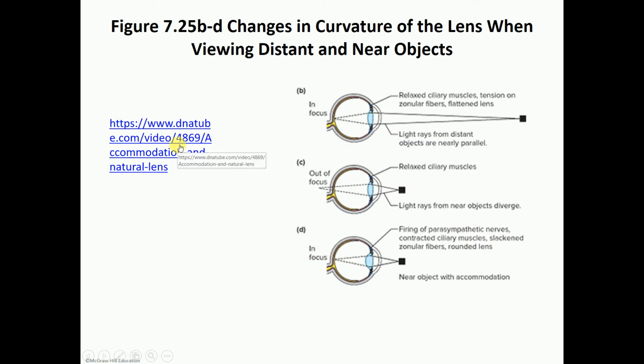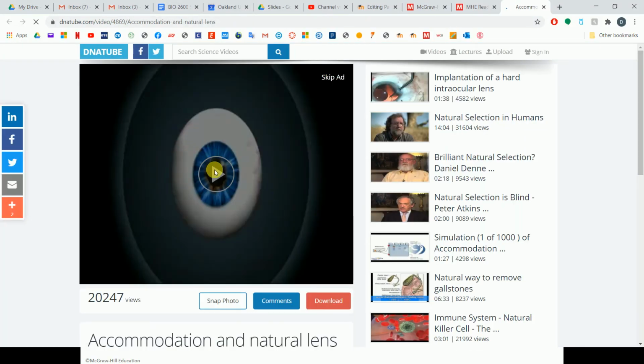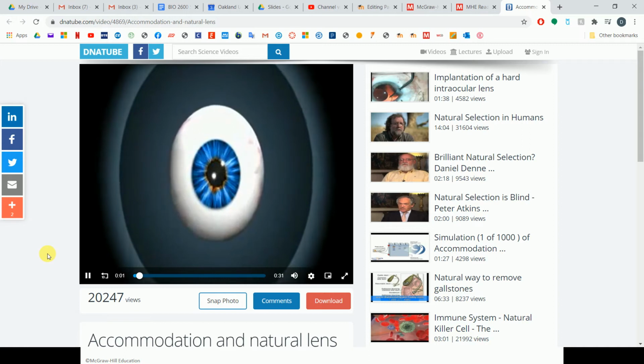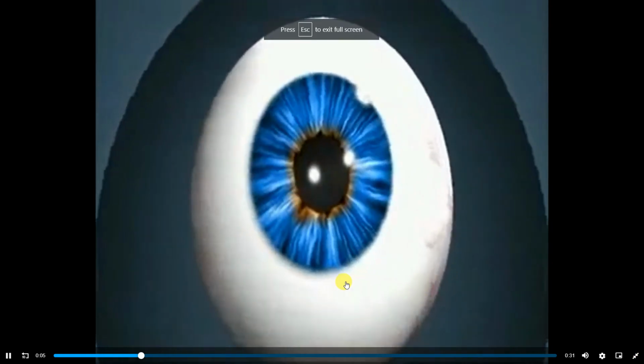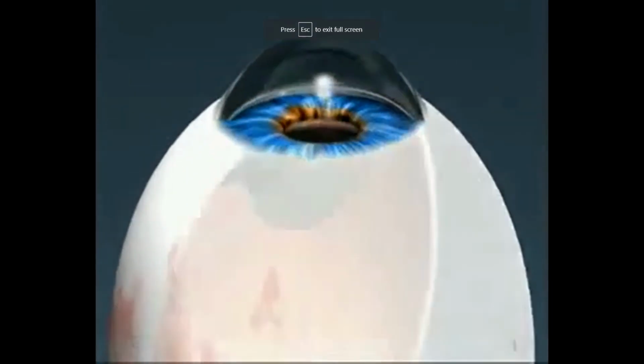So I'm going to go ahead and let's watch this little video. There's no voice to it. It is just showing you how we adjust the lens.